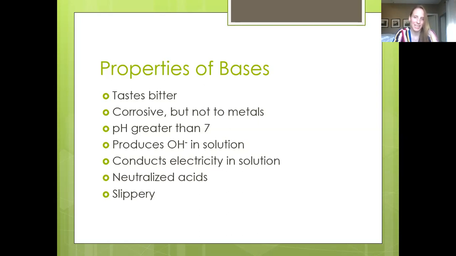They will neutralize acids, and they tend to be very slippery. Part of that is because when they dissolve, say, your skin, they actually kind of turn your skin into soap, which is slippery.